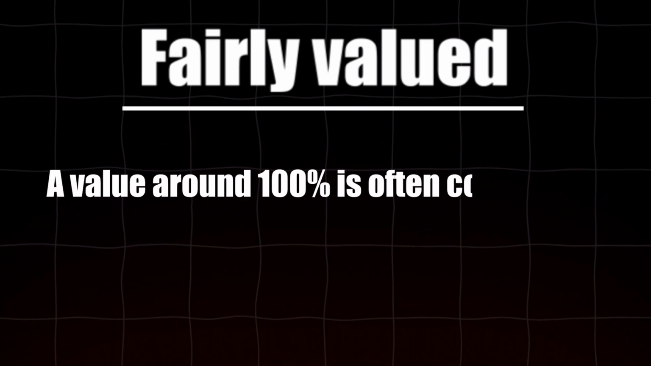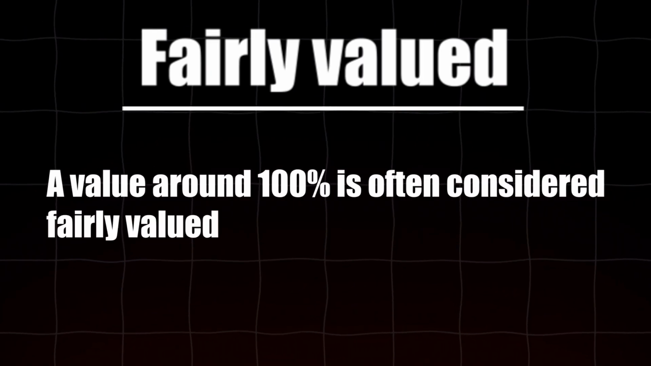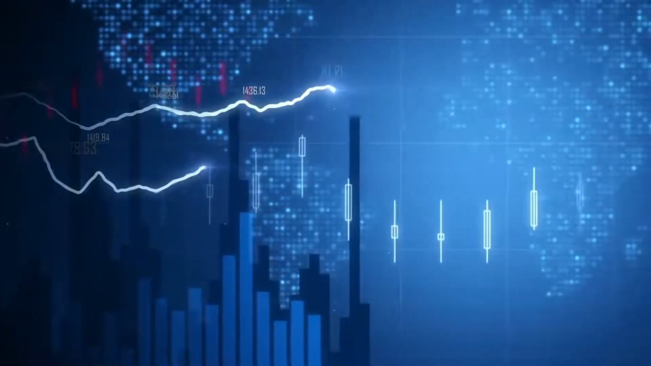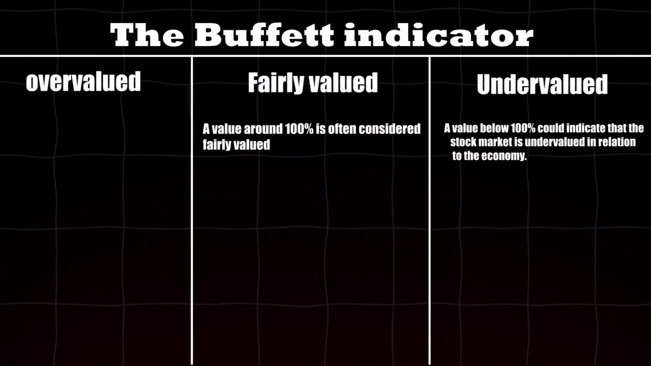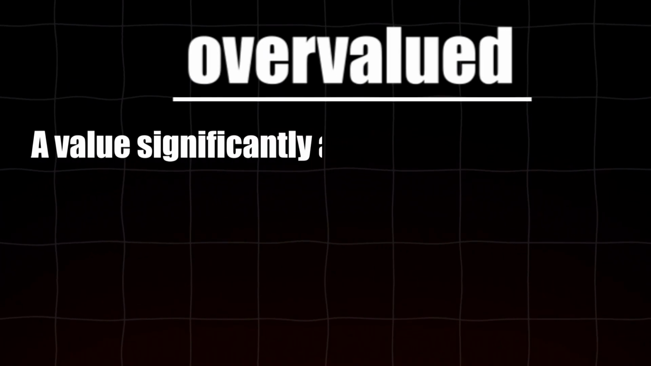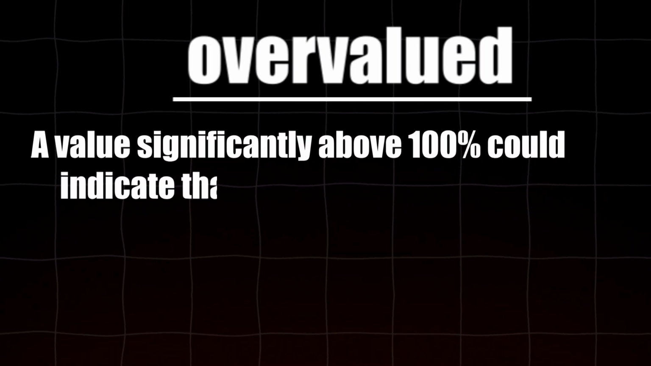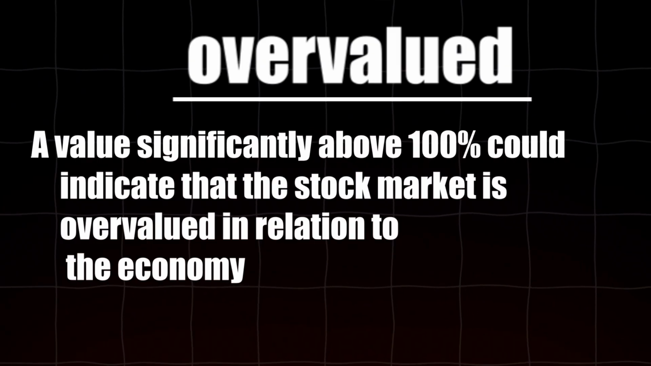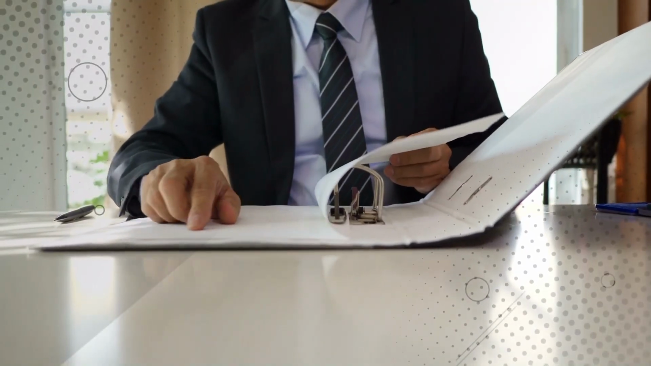Fairly valued. A value around 100% is often considered fairly valued. This means that the market capitalization is proportionate to the economic performance. Overvalued. A value significantly above 100% could indicate that the stock market is overvalued in relation to the economy. This could be a warning signal for investors.